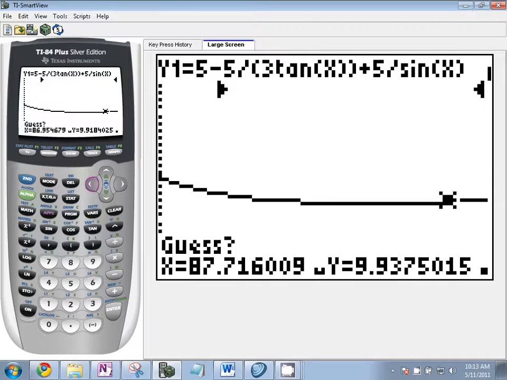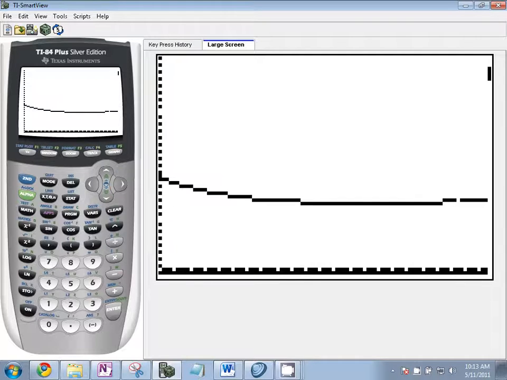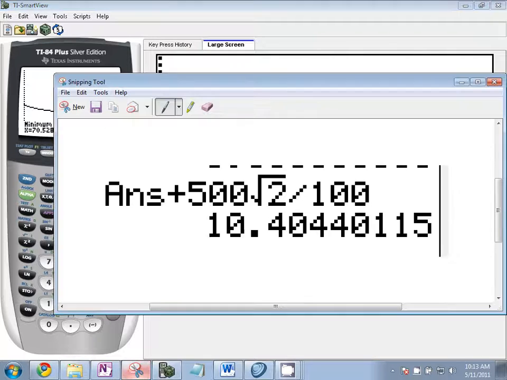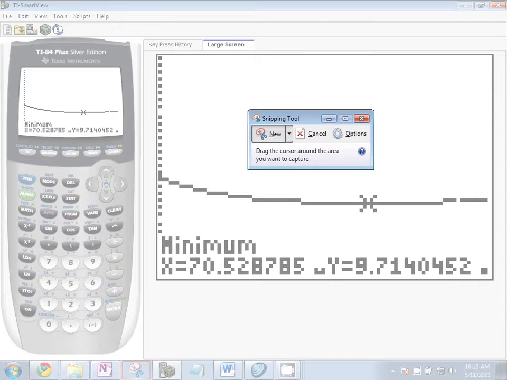It doesn't matter. Basically, it just needs to be between the two points. Generally speaking, it has to be between your left and your right bound. You can run into issues where your calculator will get really angry at you. So what does it tell you the minimum is?